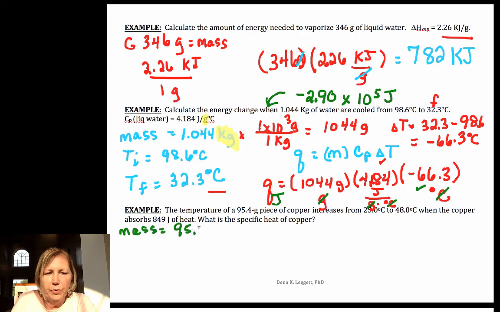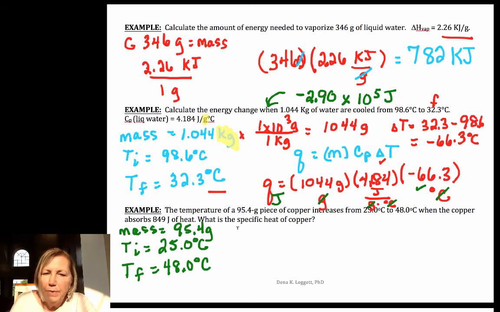Okay, so now this time I'm given my mass equal to 95.4 grams. I have an initial temperature of 25 degrees Celsius, and I have a final temperature of 48 degrees Celsius. They give me my heat this time. Q is equal to 849 joules. So the question is, what is my heat capacity?